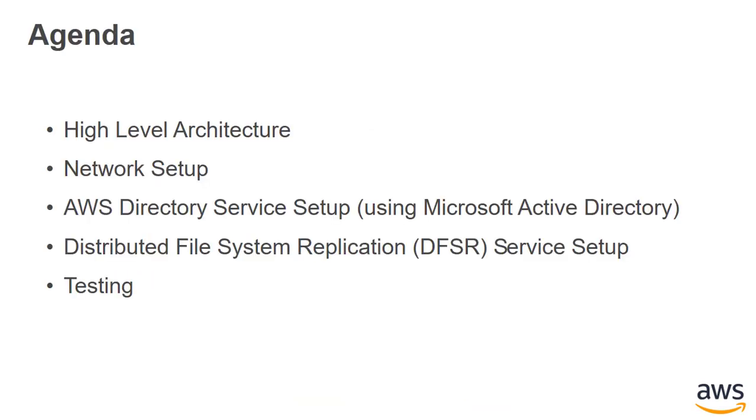So what's the agenda for today? I'm going to give you a quick high-level architecture to give you an idea around the infrastructure that we are going to put on. Then I'm going to showcase how to configure the network. I will then go into configuring the AWS Directory Service to create a managed version of Microsoft Active Directory. I'll then spin up a few EC2 instances and configure the Distributed File System Replication Service. And finally, once I have completed all the configuration, I'm going to showcase a testing scenario where I'm going to replicate a file across multiple servers. So let's get started.